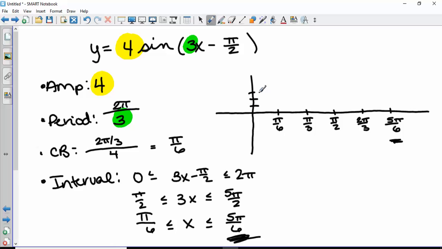Amplitude is 4. We didn't move up or down on this graph, so my high point would be at positive 4. Low point would be negative 4. Where does sine begin? At 0. So pi over 6, that's where my interval began. We started at 0. Then sine goes up, back down.